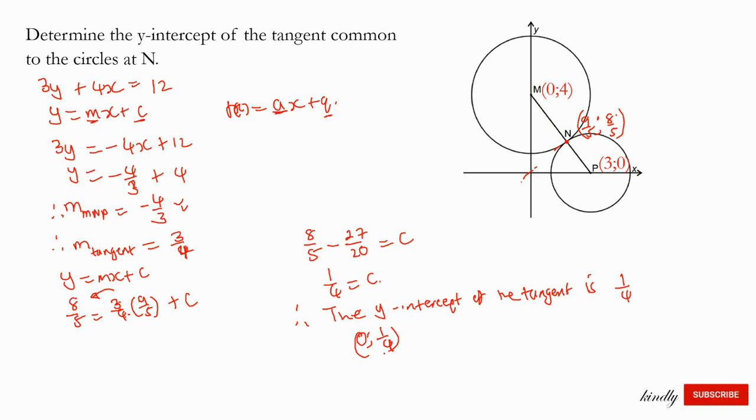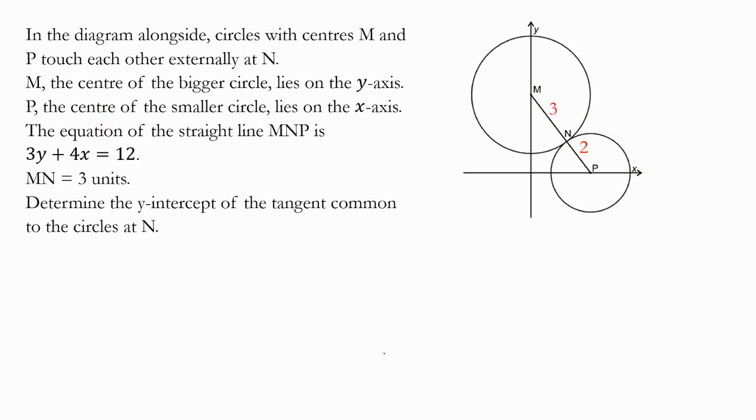Now, the other method will be to use similarity. If you check here, we can do some construction. We've discussed the information, so let's go straight to that. What I'm going to do is draw a line which is parallel to the x-axis. You see that? Let's call this one Q. This line QN is dividing MP and MO proportionally, since it's parallel like this.